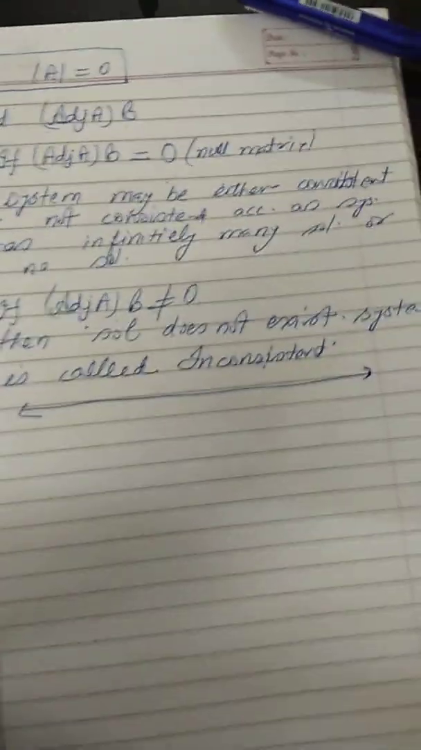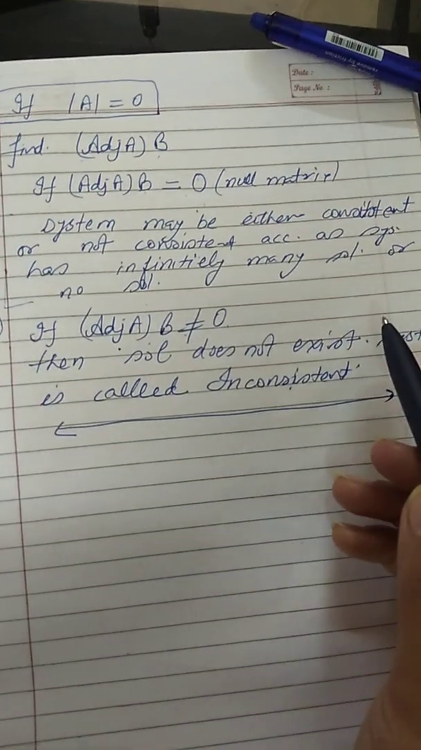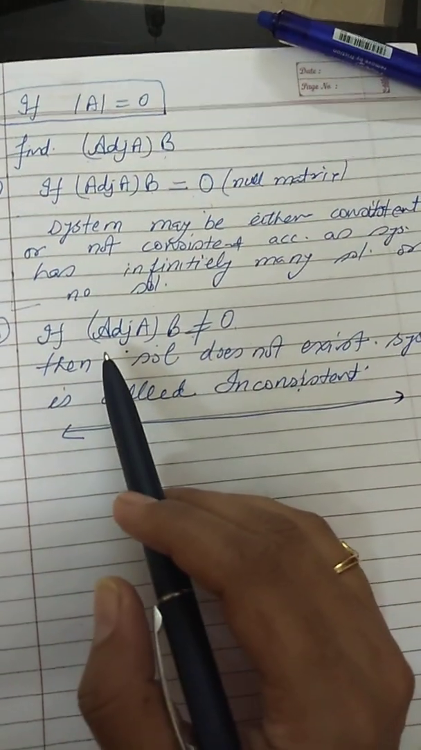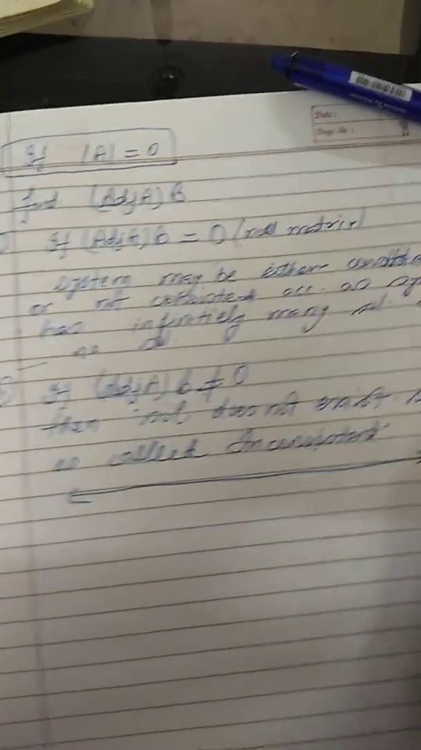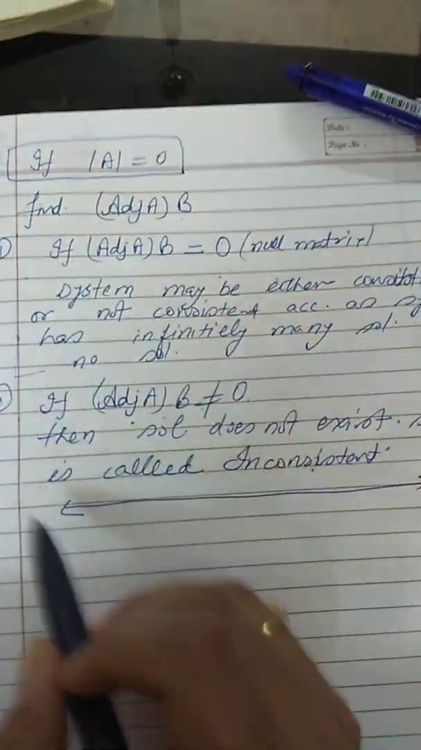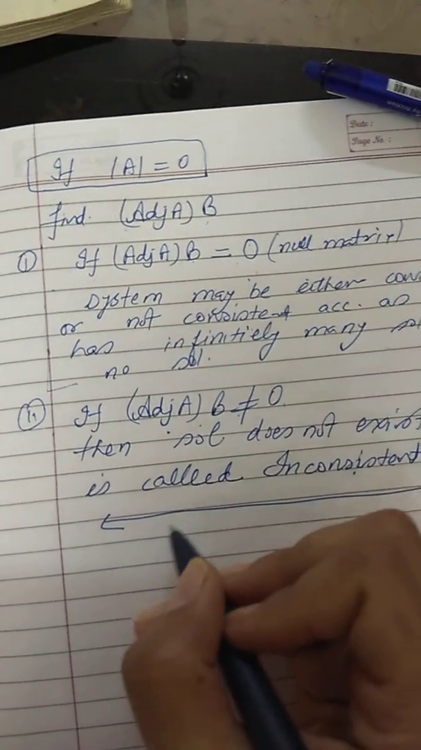Yes, class. In the previous video, we discussed how to find the solution, right? And we discussed when we will find A inverse with the help of the adjoint formula. And if A determinant is 0, we will be checking adjoint A into B. Now, let us do a few sums from exercise 4.6.